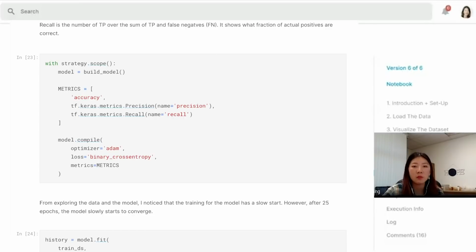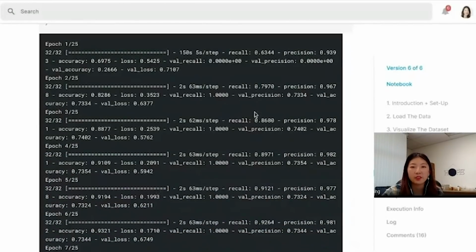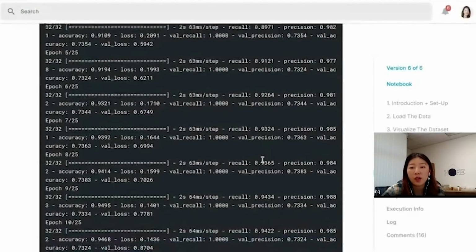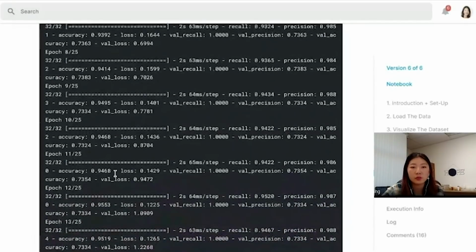Then we compile our model using Adam, which is the standard, and binary cross entropy, because we only have two classes, and we'll be using our metrics defined up here. And then we fit our data. Fitting means we're training our model, so we put in our training data set, and it goes through each epoch, and after each epoch we hope it will do better as it runs. For us, it was quite slow in the beginning.